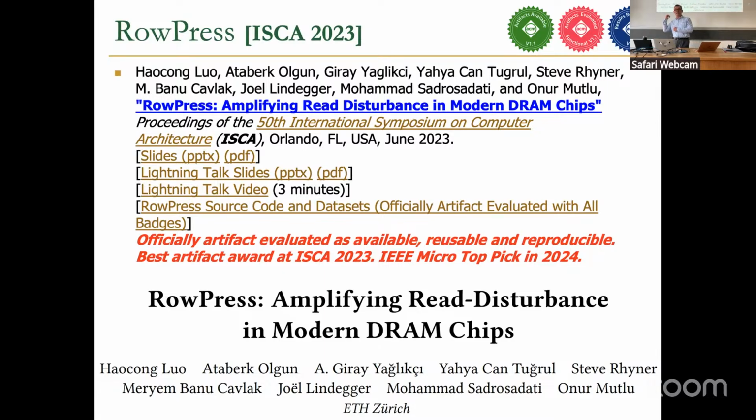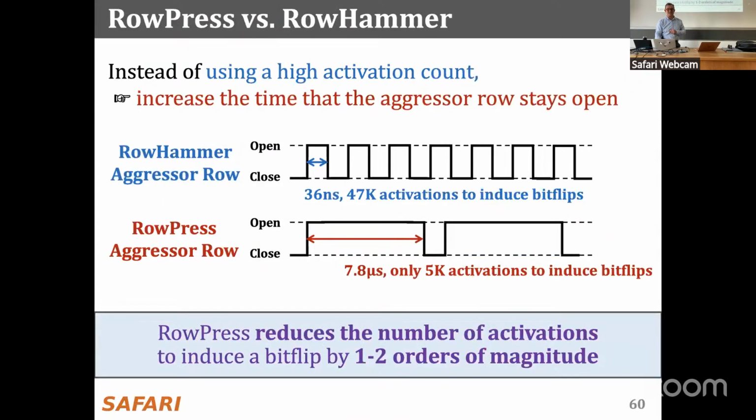This is a recent discovery, again from my group, using our infrastructure, a couple of years ago at ISCA. It turns out this is a different disturbance mechanism. We're going to study this even more in the robustness lecture. But in RowHammer, the idea is you activate a row as frequently as possible, as allowed by the standard, legally. You don't violate anything in terms of the DRAM chip standard, and you need some number of activations to induce bit flips.